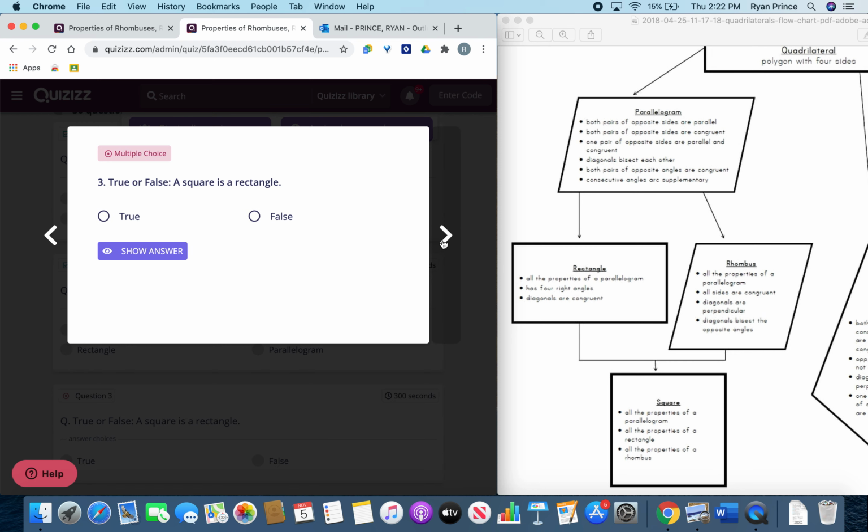True or false, a square is a rectangle? Yes, square is below rectangle in the progression. So square is a special type of rectangle. It is true.